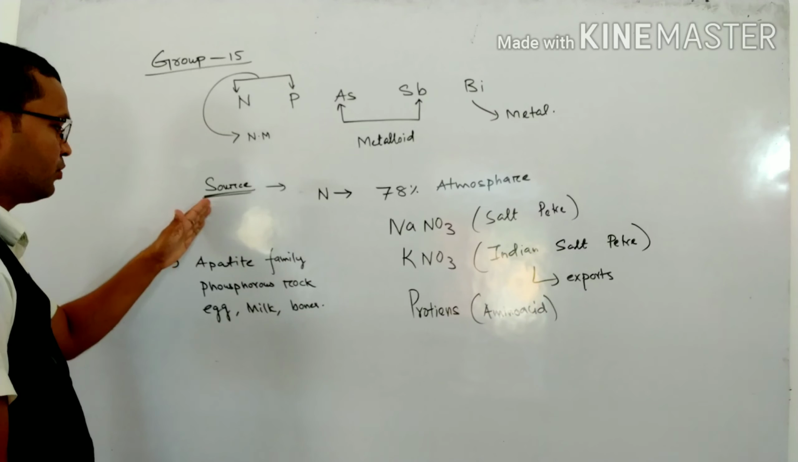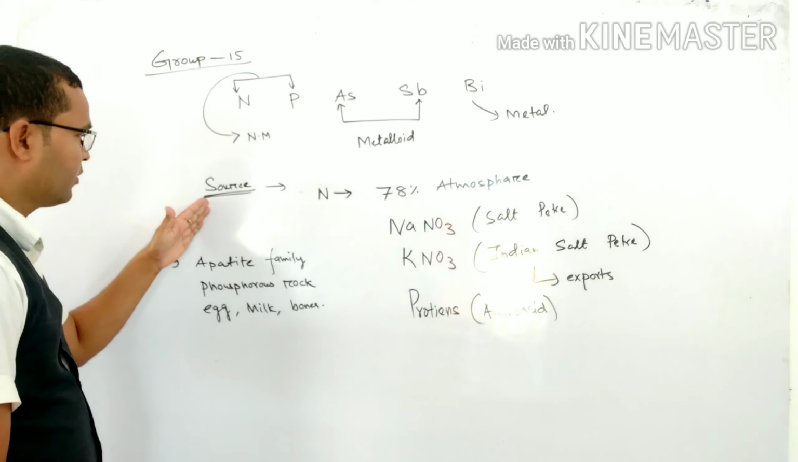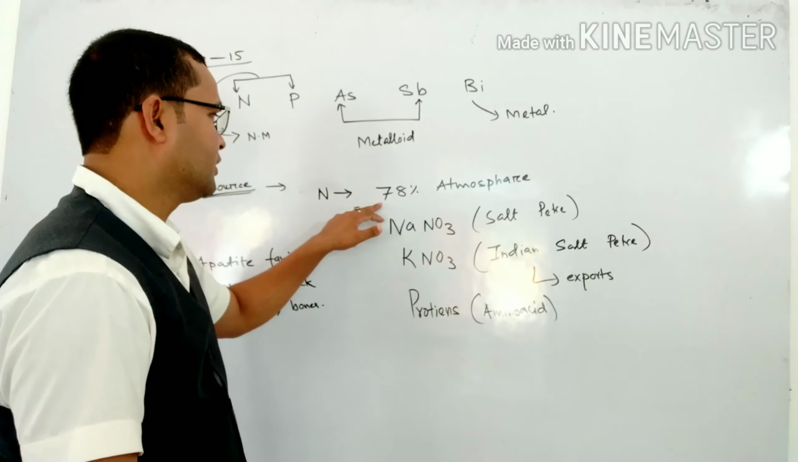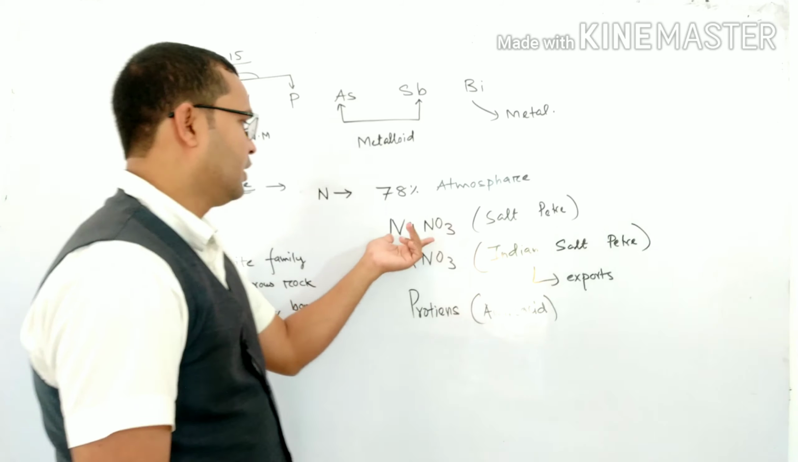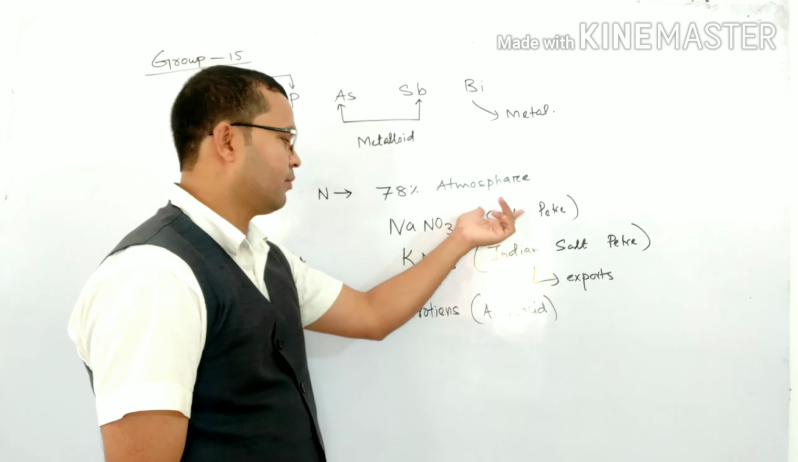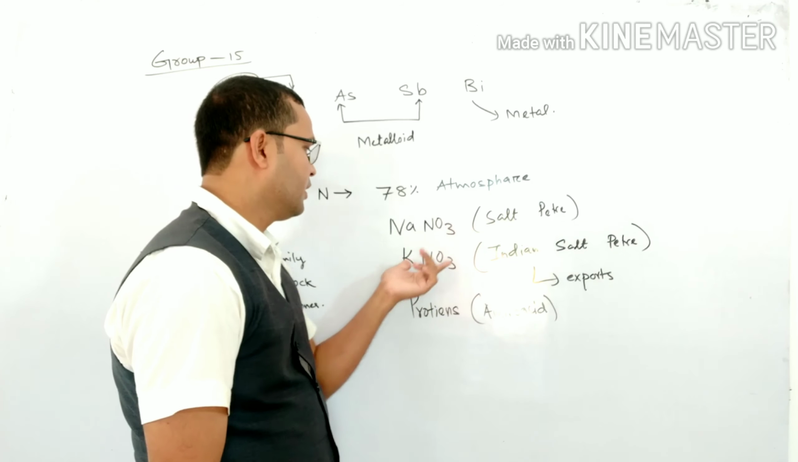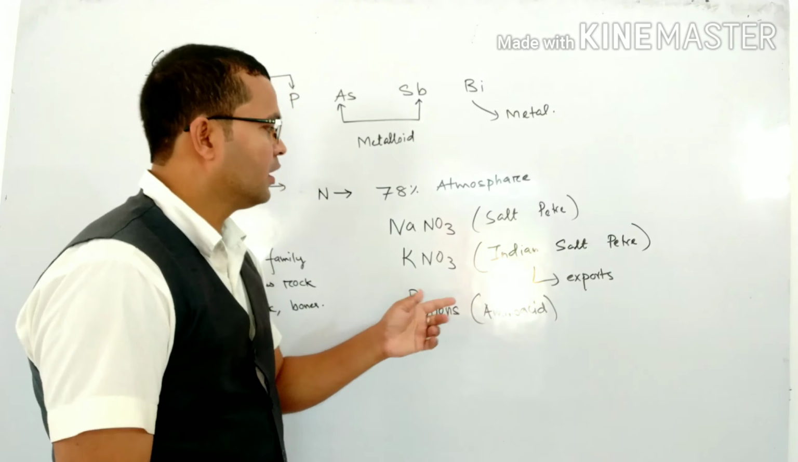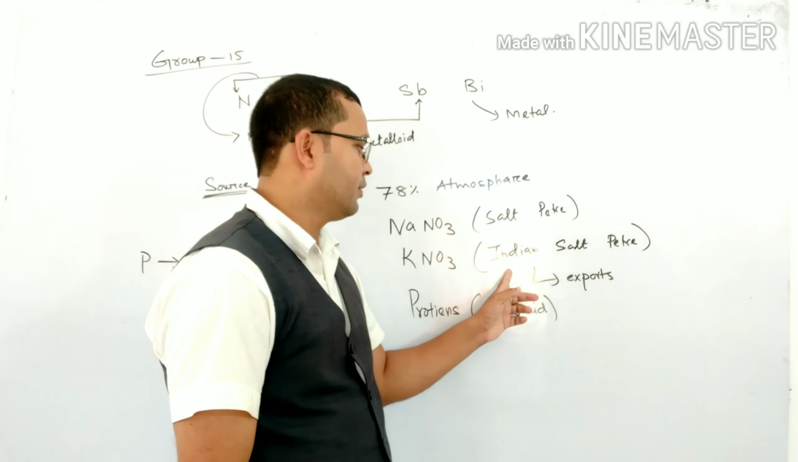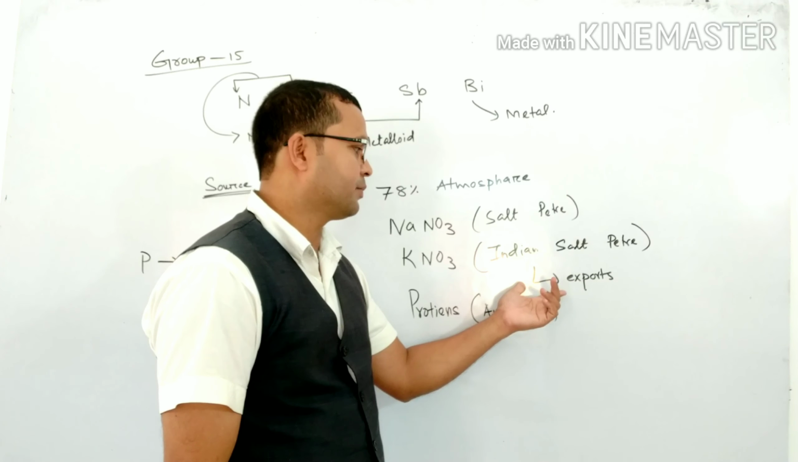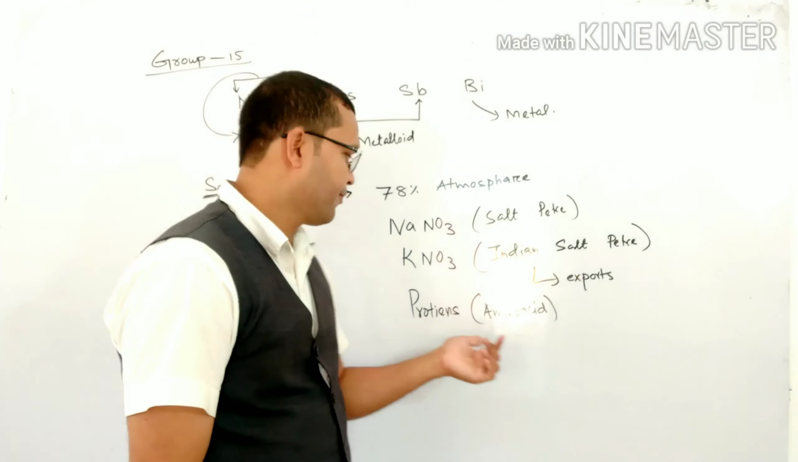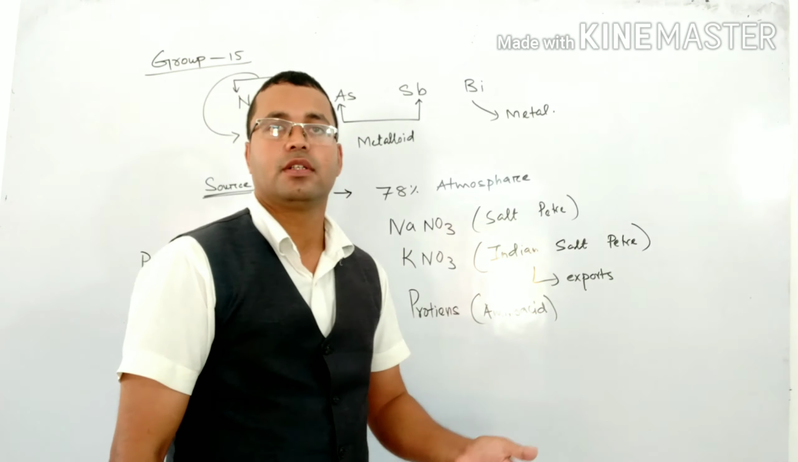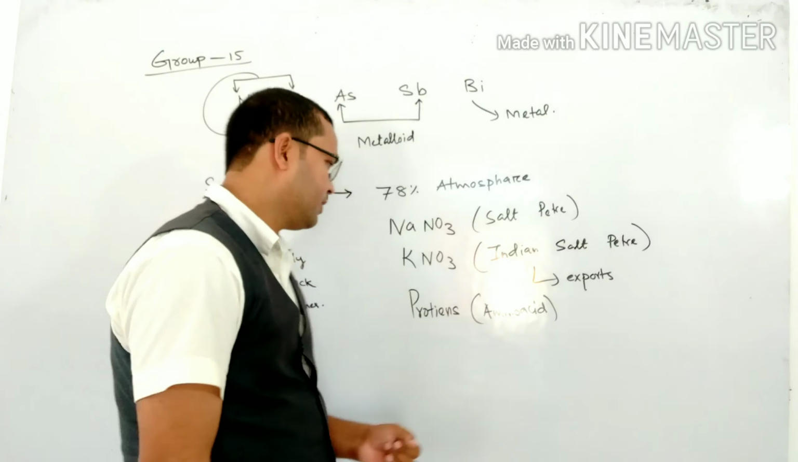Source, now we have to know about sources. Nitrogen: 70% nitrogen is found in the atmosphere. Sodium nitrate and potassium nitrate, these two are good sources of nitrogen, and this is called Indian saltpetre, which we generally export to other countries. And nitrogen is found in proteins and amino acids. You will get details in the biomolecules chapter.